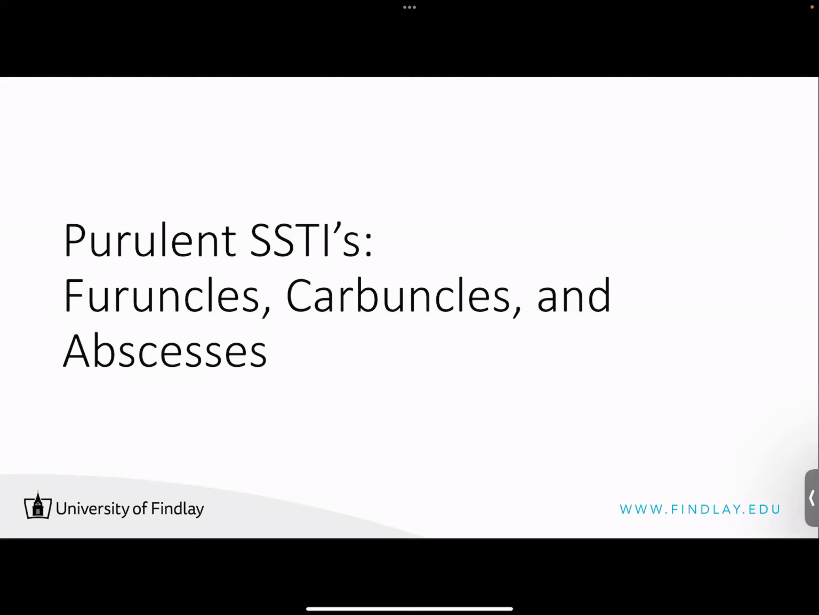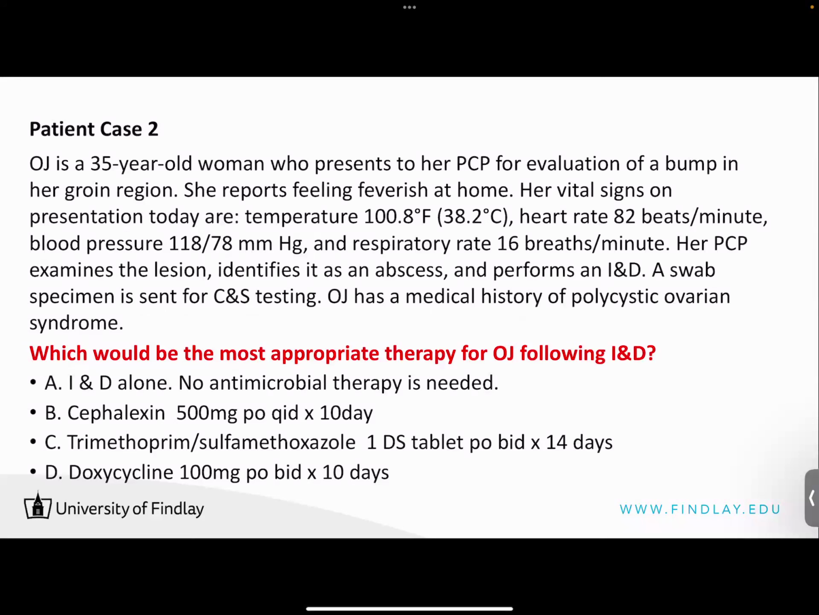Okay. Questions about impetigo or ecthyma? All right. Let's move forward. We'll talk about some furuncles, carbuncles, and abscesses. Oh my. All right. Here's a case. OJ. That's just Julie A. Stride backwards. I like to pick on her.